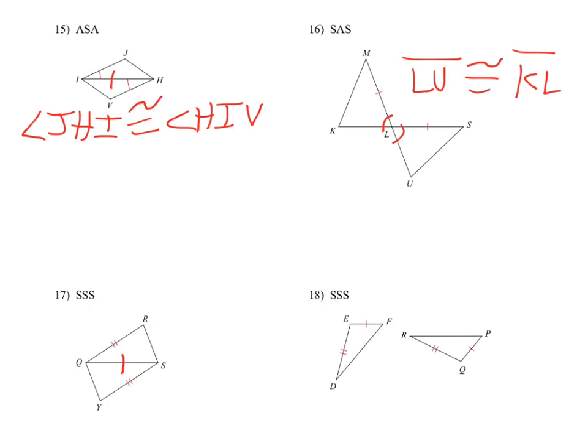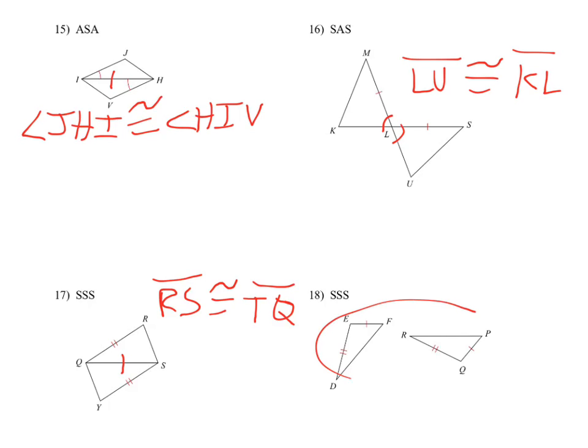17, again, you can add a congruence mark in the middle because of the reflexive property. You're trying to get side, side, side. On the top one, we already have two sides. You just need the last one. And on the bottom one, two sides already. We just need to get the last one. So RS needs to be congruent to TQ. Yeah, so that's those ones.